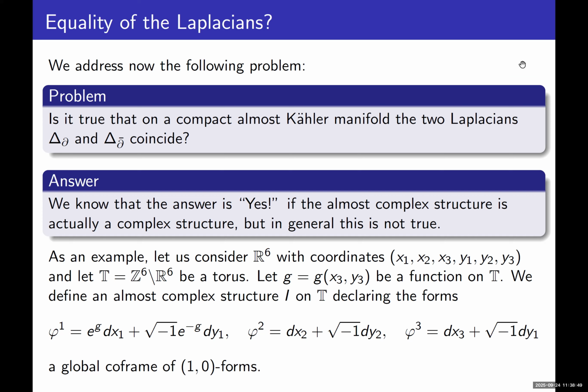What we actually did was to produce an example, considering R^6 with coordinates and dividing it by the action of translation by the lattice Z^6 to get the standard torus. Now, if we take a function on the torus which depends only on the last coordinates, x3 and y3, we can define an almost complex structure, declaring the forms you can see as a global coframe of 1-0 forms. This is enough to define the almost complex structure.